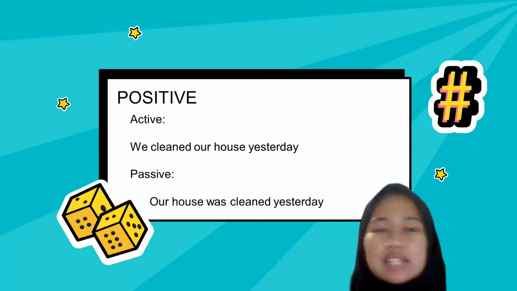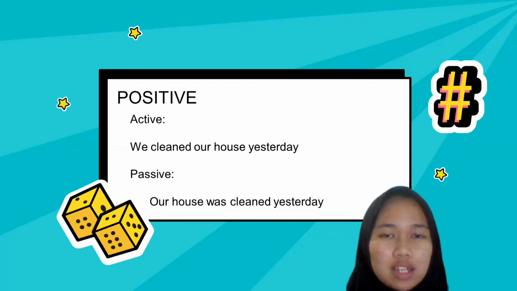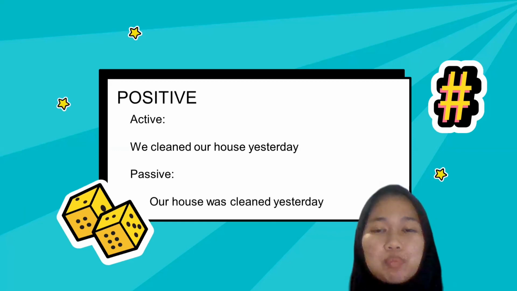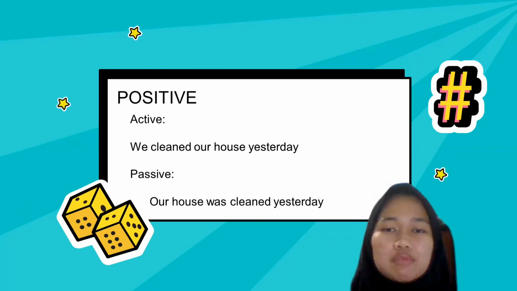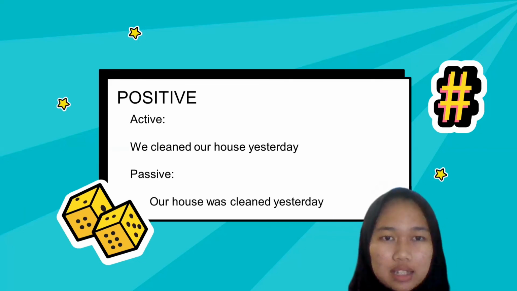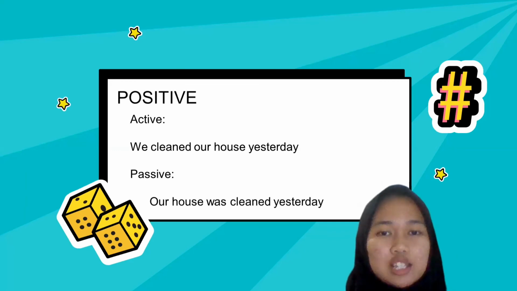Okay, for the next example, in a positive sentence, we have an active sentence and the sentence is, we cleaned our house yesterday. We know that the formula in simple past tense is subject plus verb 2 plus object. So in the sentence, we is the subject, cleaned is verb 2, and house is the object. The sentence becomes, our house was cleaned yesterday. It is because we must change the object in active voice to be the subject in passive voice, and we know the formula of passive voice is subject plus was or were plus verb 3.